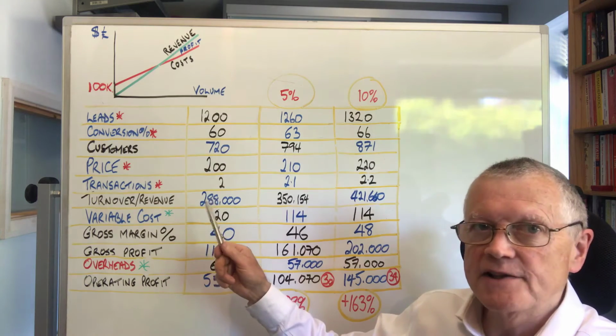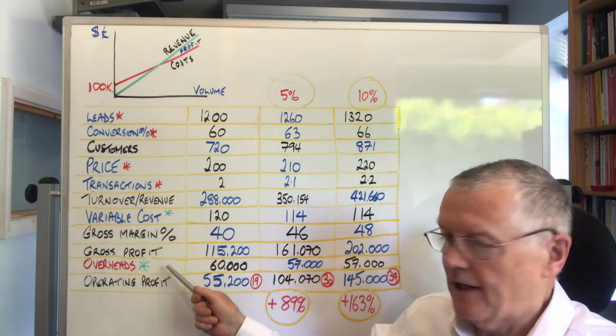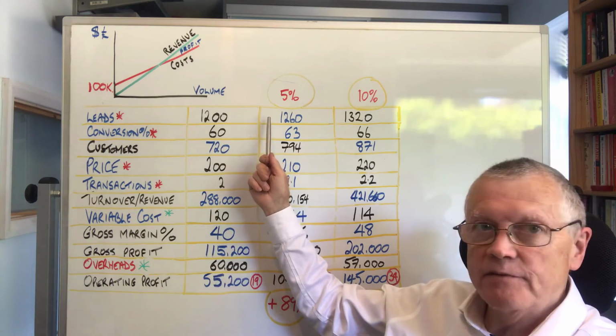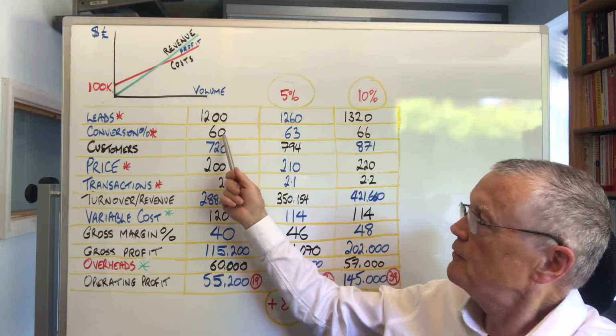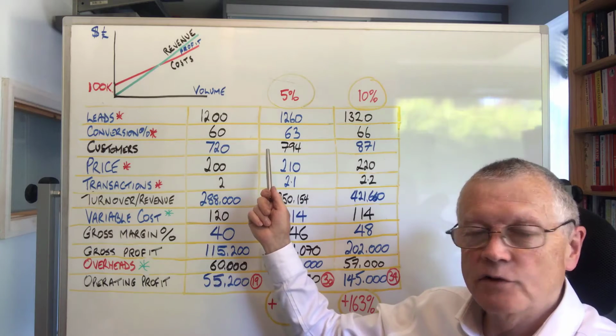We could easily find savings, and let's just say we can find 5% both off our variable costs and our overheads. If we do that, we end up with these figures. So the leads are 5% more, 1260. The conversion is 5% higher, 63%. We end up with 794 customers.